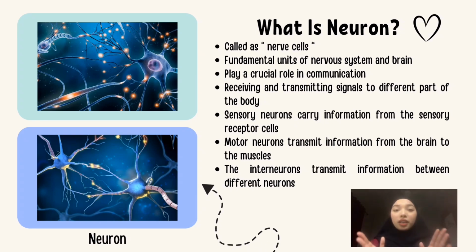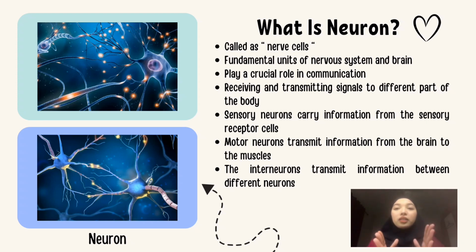Today I would like to present to you what neurons are. Neurons, which are also referred to as nerve cells, can be best defined as the fundamental units of the nervous system and brain. Neurons play a crucial role in communication within the brain, spinal cord, and throughout the body's nervous system. They are also responsible for receiving and transmitting signals to different parts of the body. This is carried out in both physical and electrical forms.